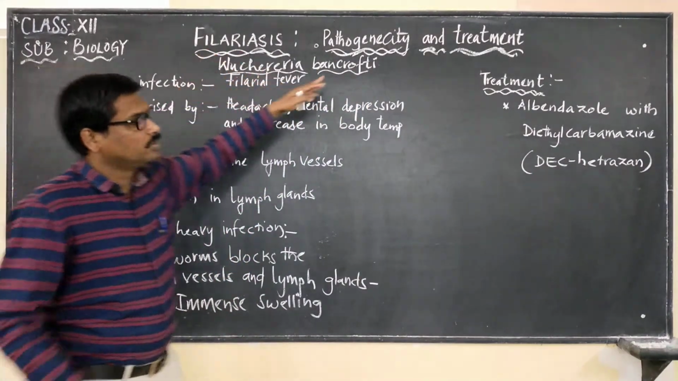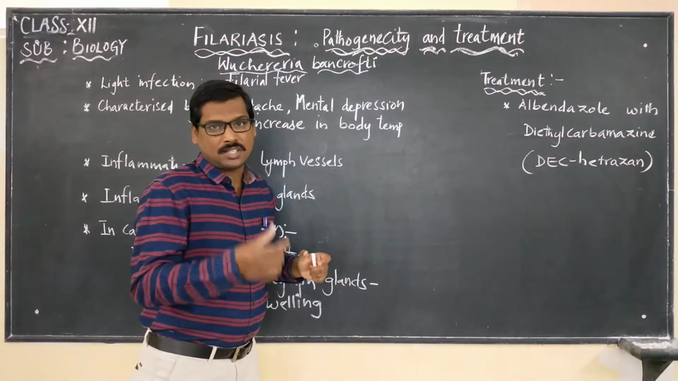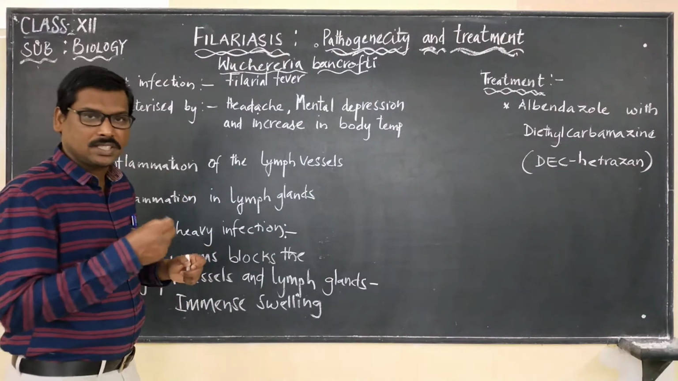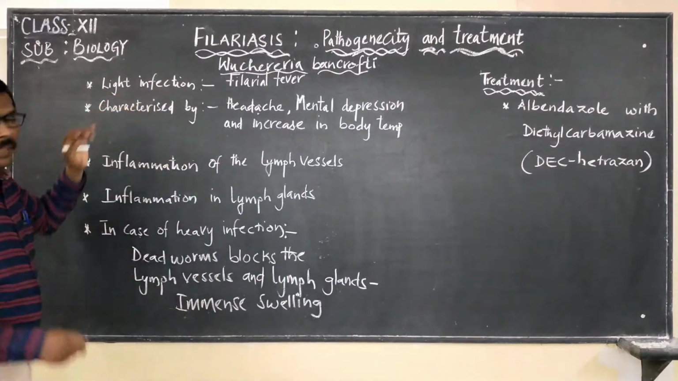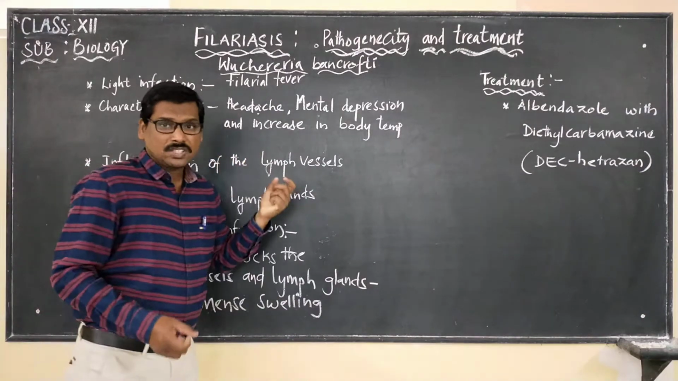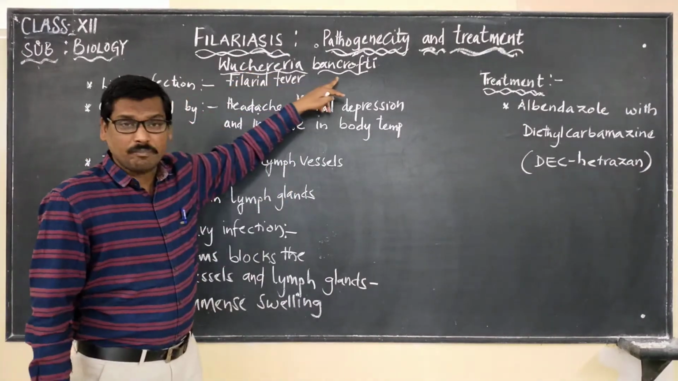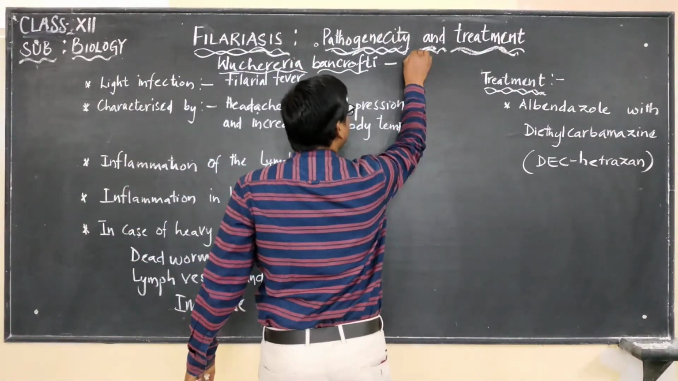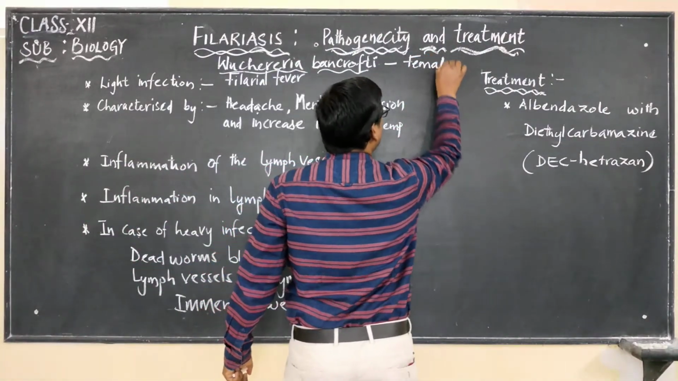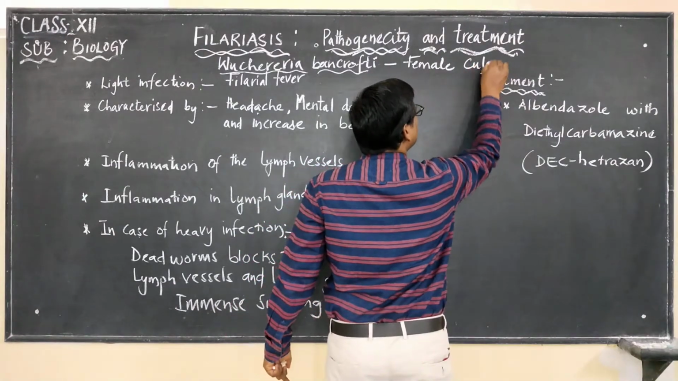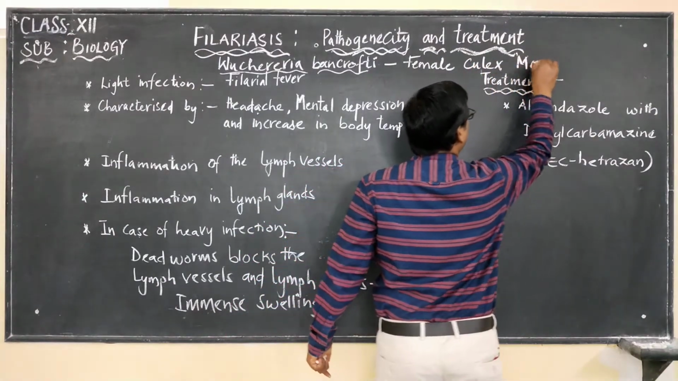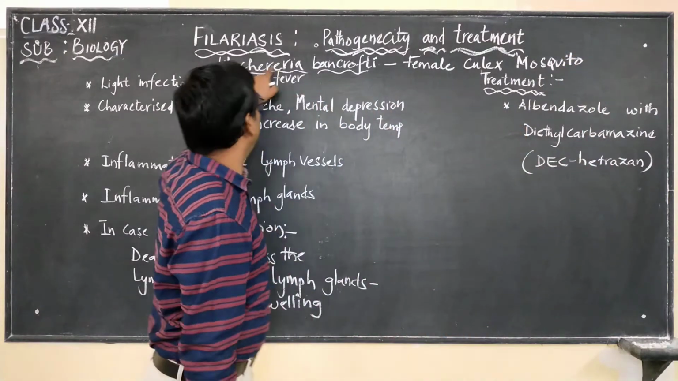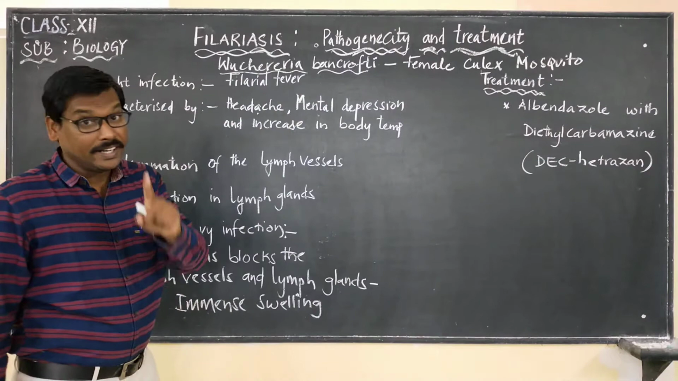Now, we are going to discuss the pathogenicity, how it is affecting this particular disease. In the very beginning, as we said, Wuchereria bancrofti is carried by a vector called what? The female Culex mosquito. It is carried by the female Culex mosquito.